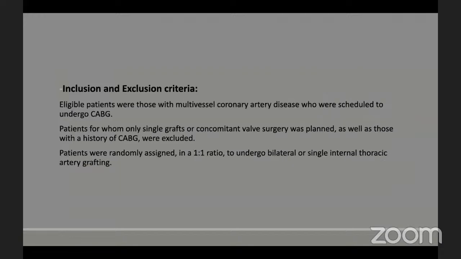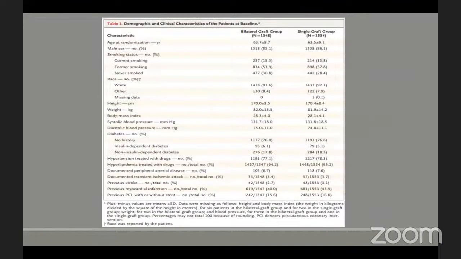For the inclusion and exclusion criteria, eligible patients were those with multi-distal coronary artery disease who were scheduled to undergo coronary artery bypass grafting. Patients for whom only a single graft or component surgery was planned, as well as those with a history of coronary artery bypass grafting, were excluded. Patients were randomly assigned in a 1-to-1 ratio to undergo bilateral or single internal thoracic artery grafting.